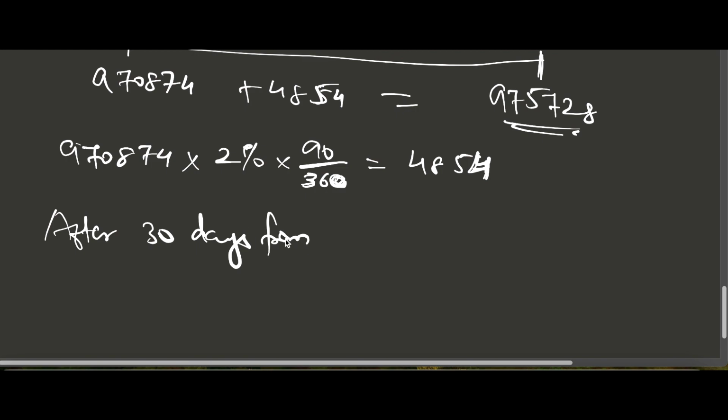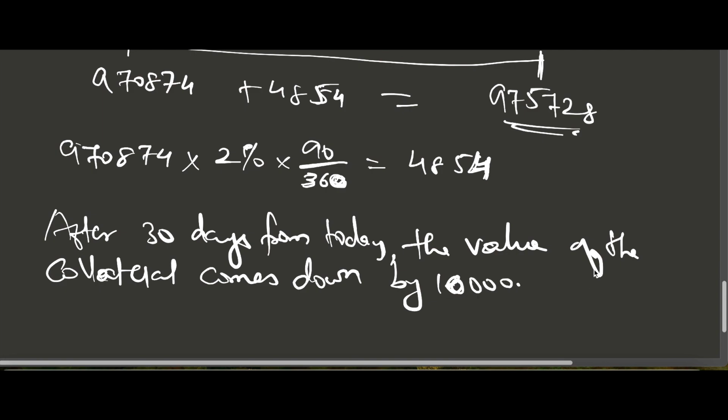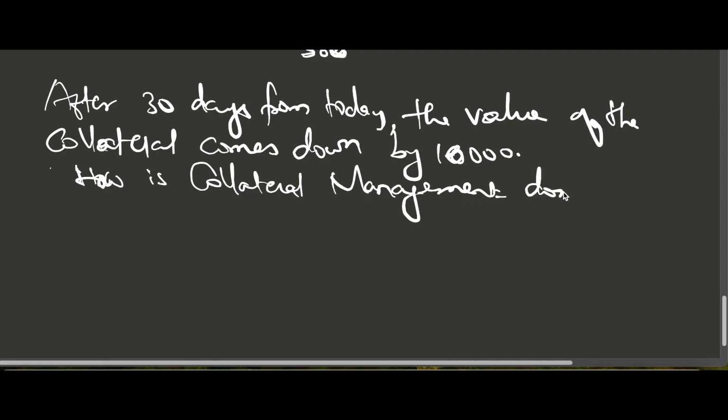from today, the value of the collateral, that means that government bond, comes down by, let's say, 10,000. So how will you manage the collateral? Okay, so that's what we are going to see now. So how is collateral management done?